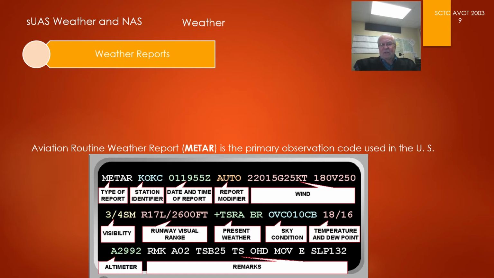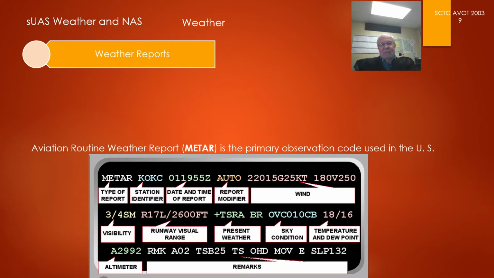Sky conditions, overcast at 1,000 feet. OVC 010, 1,000 feet. CB, cumulonimbus clouds. Temperature 18, dew point 16, altimeter 2992, remarks A2. Remember, it's the kind of automated machine that can tell the difference between rain and snow. And then TSB, thunderstorm began at 2:05 past the hour. They don't have to tell you what hour it is because it's an hourly report. METARs are produced every hour. So it's 25 minutes past the previous hour.